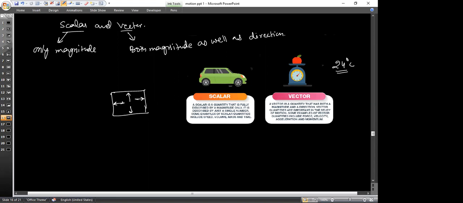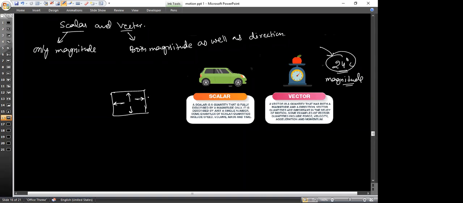No, you don't think that? We can't say that the 24-degree temperature is on the right-hand side, the 25-degree temperature is on the upper side, and 16 degrees Celsius is at the bottom side. We cannot say this. The temperature is of the whole room. So this 24 degrees Celsius is the magnitude, the value. But it is not going to have any specific direction.